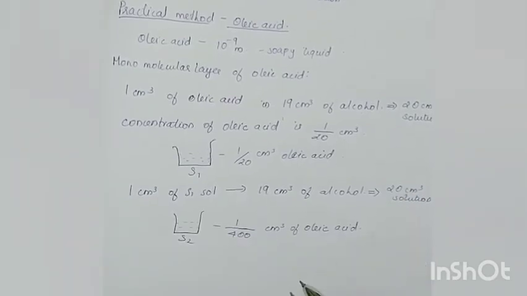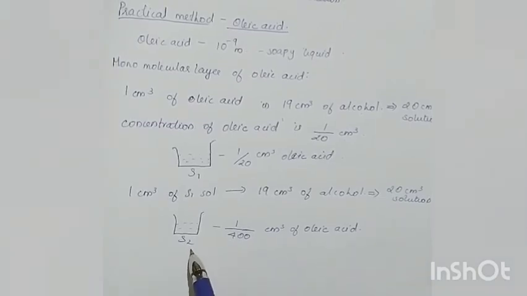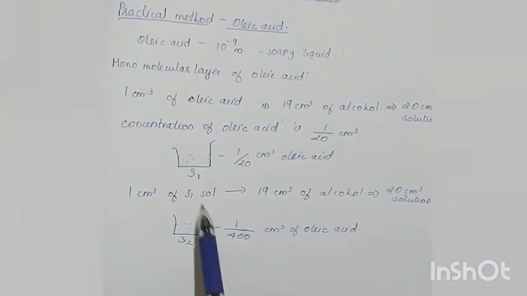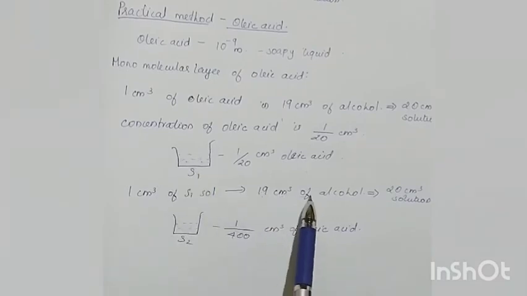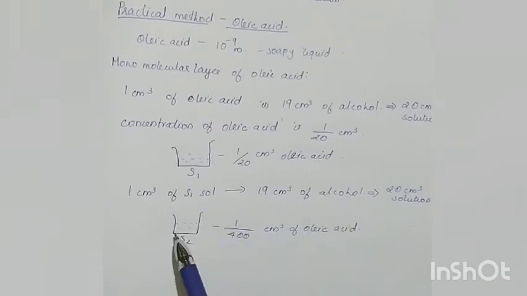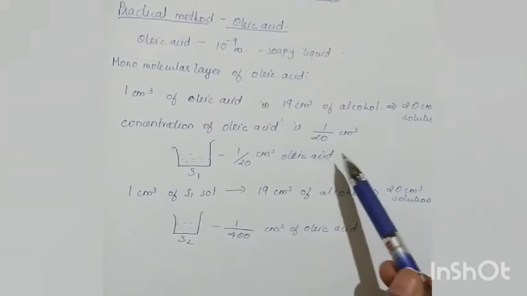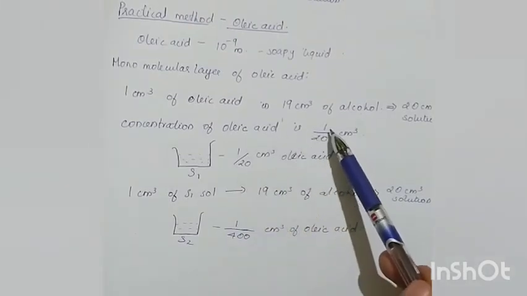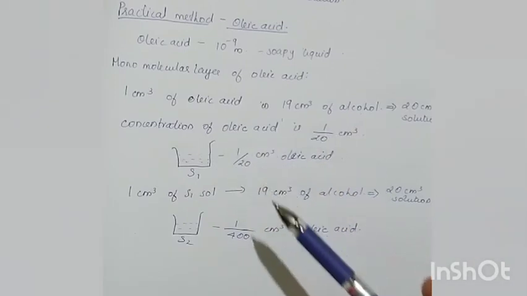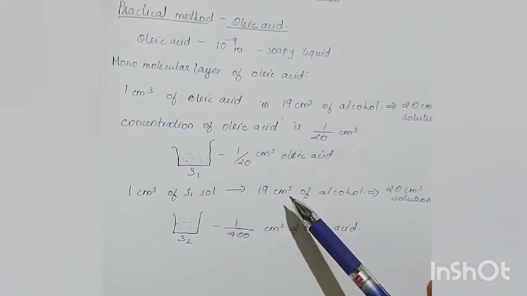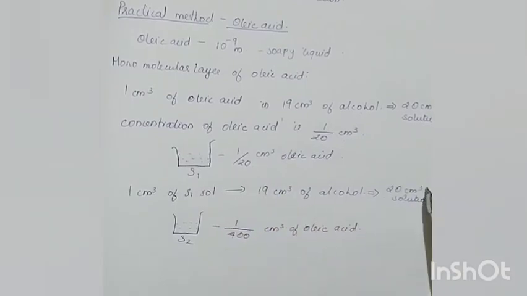So here is the new solution we have obtained, which is named S2. In that we are dissolving 1 centimeter cube of S1 solution in 19 centimeter cube of alcohol. So again we are diluting the oleic acid, and here the concentration of oleic acid is 1 by 400 centimeter cube. How have we obtained 1 by 400 centimeter cube? Already the concentration in S1 was 1 by 20 centimeter cube, and this concentrated oleic acid is dissolved in 19 centimeter cube, which again makes the solution 20 centimeter cube.